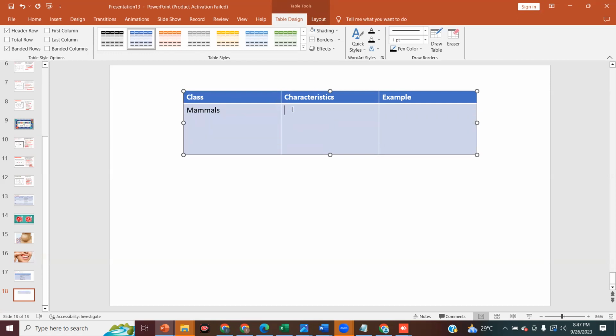All right, so mammals. The characteristics are going to be their body is covered with what? Hair or fur. Yeah, with hair or fur. The next one, they breathe through their what? Lungs. They breathe through their lungs.